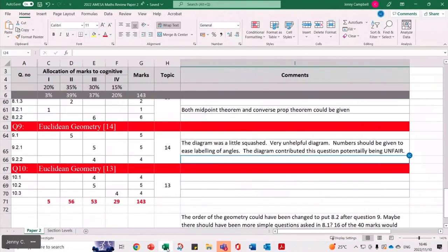Okay, are you happy with levels? Does the diagram mean it goes into a higher level or not necessarily?